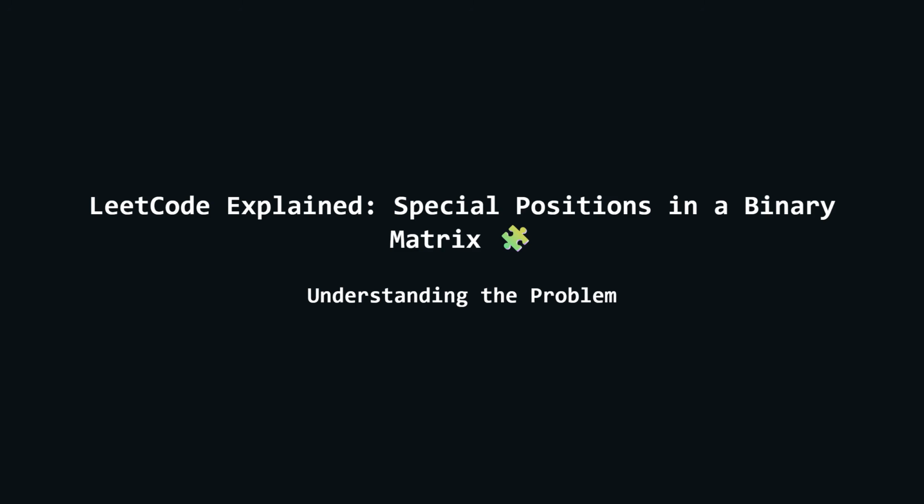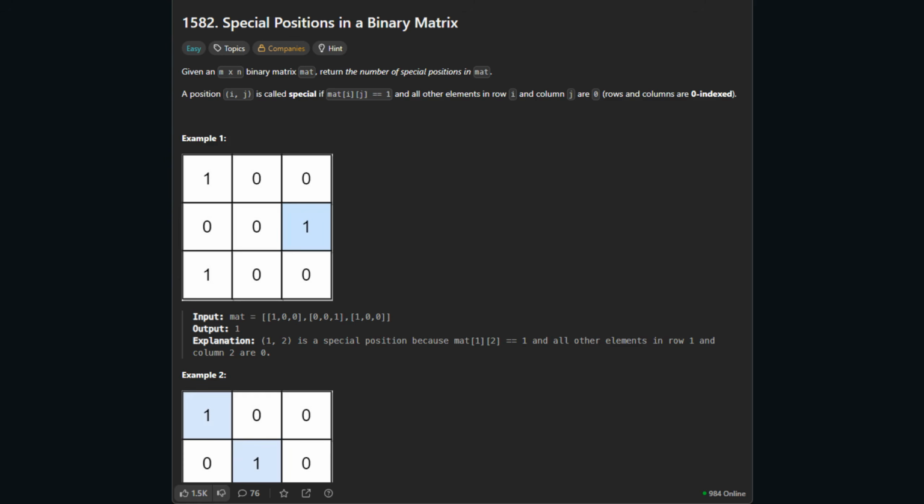Hello everyone, welcome back. Today we're tackling the problem special positions in a binary matrix. It's a really neat grid-based puzzle, so let's break it down step by step. We are given a two-dimensional grid, or matrix, that's filled entirely with zeros and ones. Our main goal here is to count how many special positions exist inside this grid.